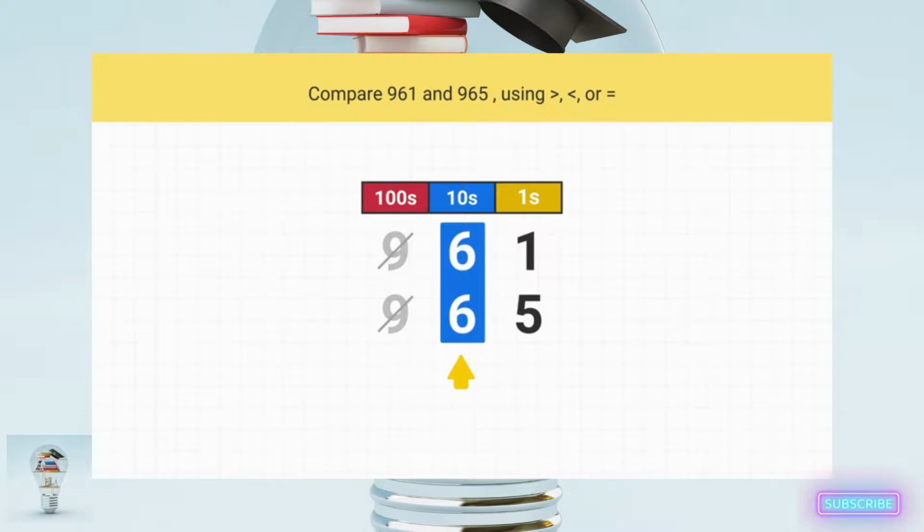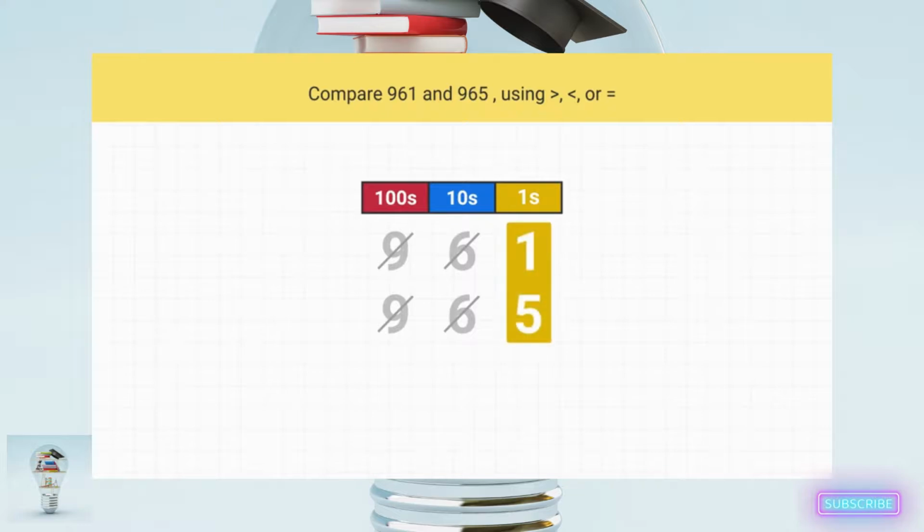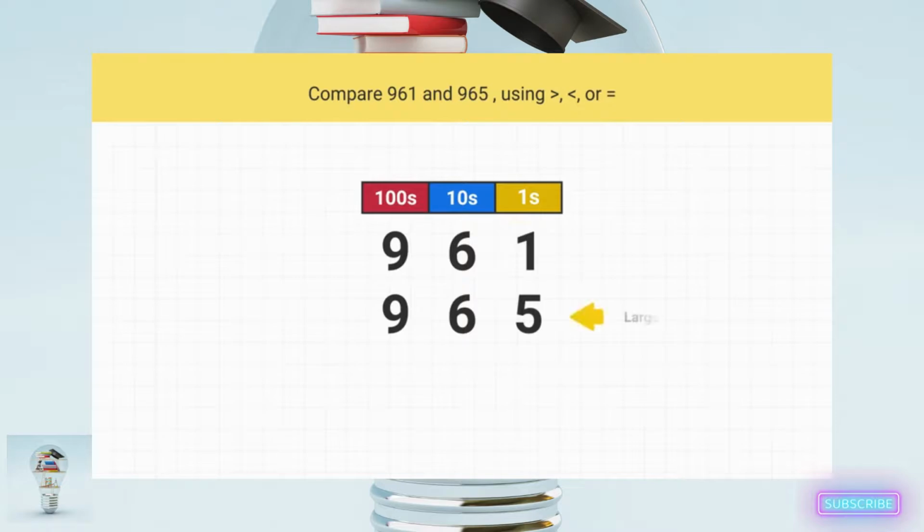Which number has more tens? Both these numbers also have 6 tens. Because it's the same, just cross them out and look to the next place value. Which number has more ones? 965 has 5 ones, which is more than the 1 in 961. That means 965 is our larger number.